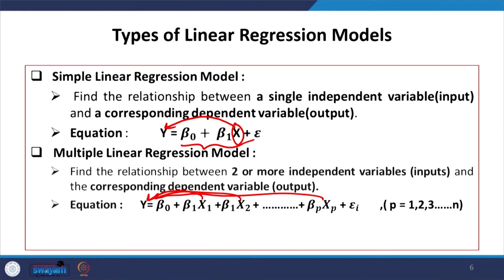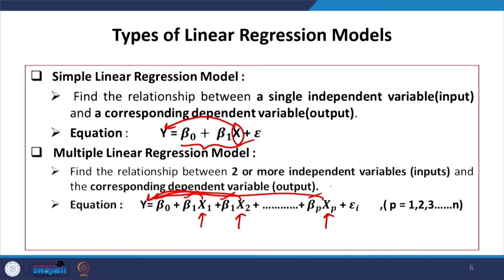plus epsilon. Epsilon is the error term. We know that x cannot explain everything about y. There must be some other component, a fixed component as explained by beta naught, and there will still be some unexplained aspects captured through the error term.